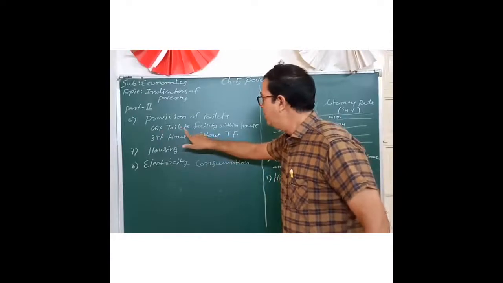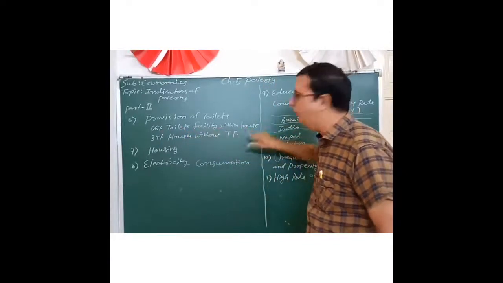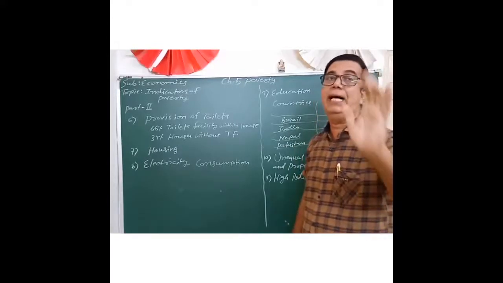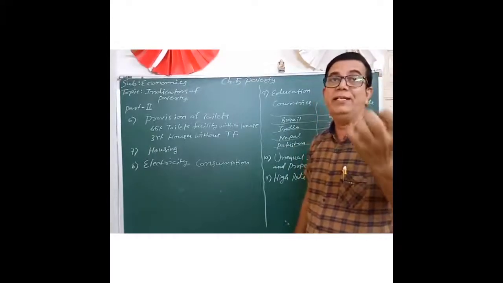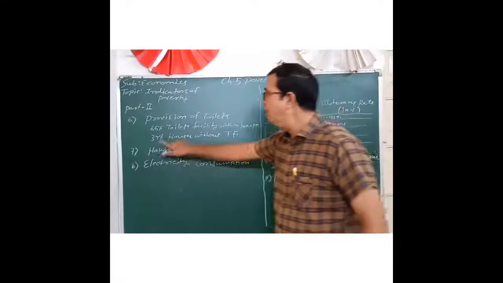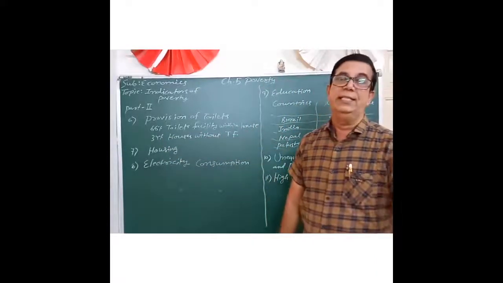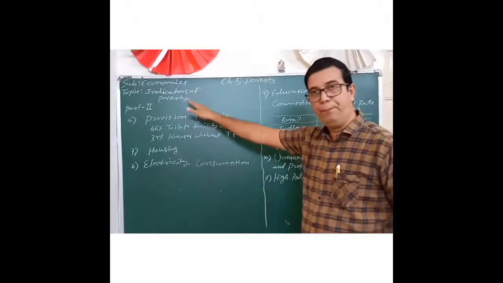See here, 64% toilet facility within house. That means in India, 64% of houses have the toilet facility in the house, and 34% of houses are without toilet facilities. This is one of the indicators of poverty.